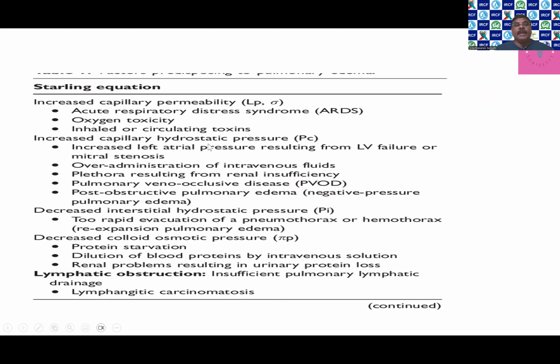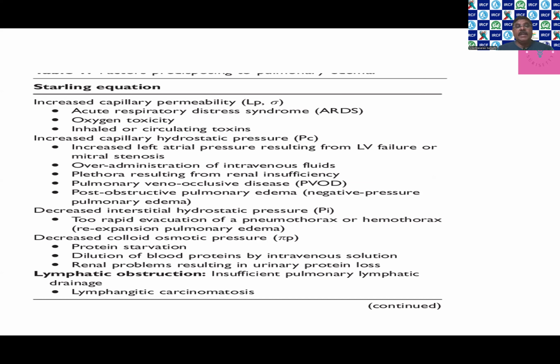Increased capillary hydrostatic pressure may be seen with increased left atrial pressure resulting from left ventricular failure or mitral stenosis, and over-administration of intravenous fluids, which itself increases the capillary hydrostatic pressure, and plethora resulting from renal insufficiency, where a fluid shift occurs. Pulmonary venous occlusion disorders increase the back pressure in the pulmonary vasculature, and post-obstructive pulmonary edema, that is negative pressure pulmonary edema. In these conditions, the capillary hydrostatic pressure will be increased.